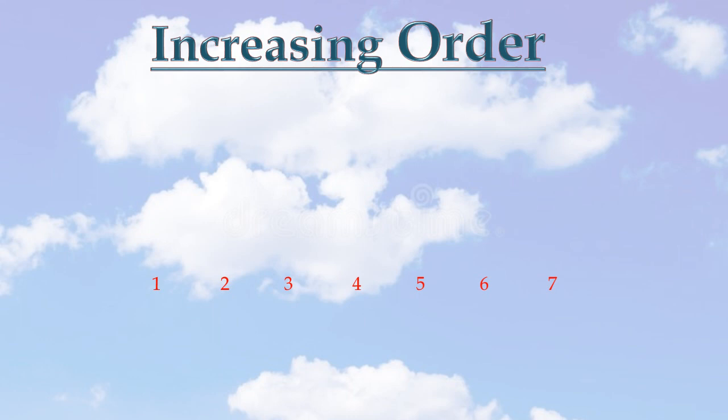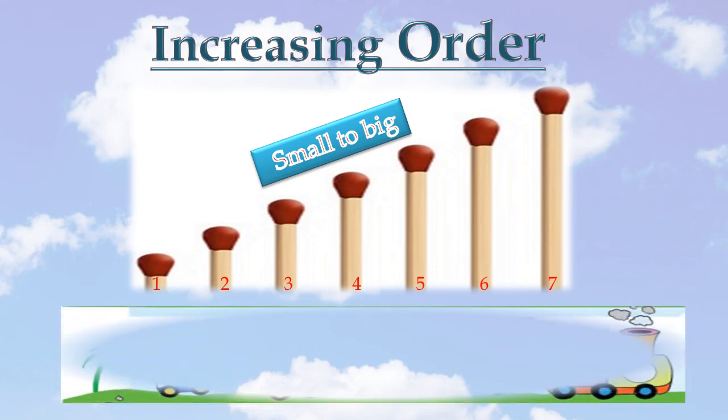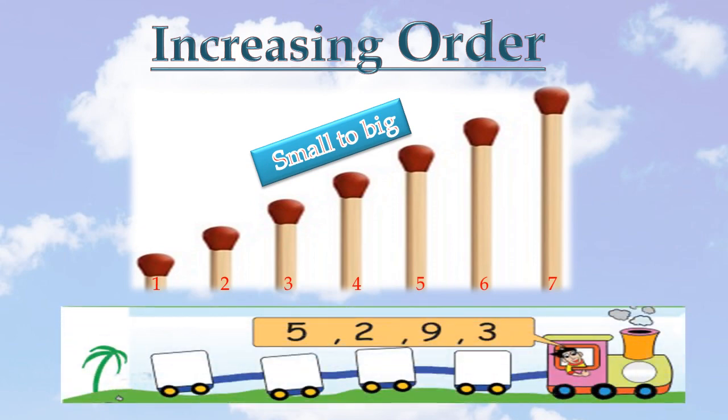Next is increasing order. Increasing order means arranging things or numbers from small to big. See the picture. Here we arranged these matchsticks in increasing order. Increasing order means small to big. Say we have 4 numbers, 5, 2, 9 and 3. Let us try to arrange these numbers in increasing order.